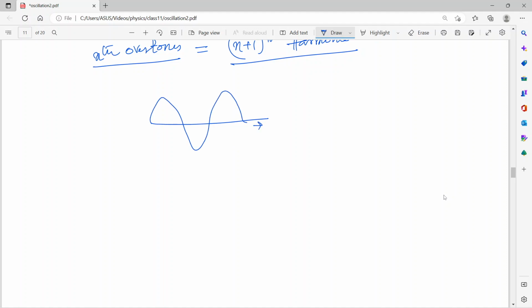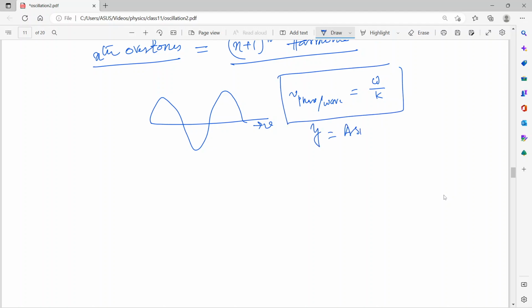The wave is moving with some velocity v, that is called phase velocity or wave velocity, that is omega by k. You already have y equals to some equation, y sin of omega t minus kx. If we differentiate that, we will get the velocity. This is called the particle velocity, the velocity of a particle within the wave. And another is called the group velocity.